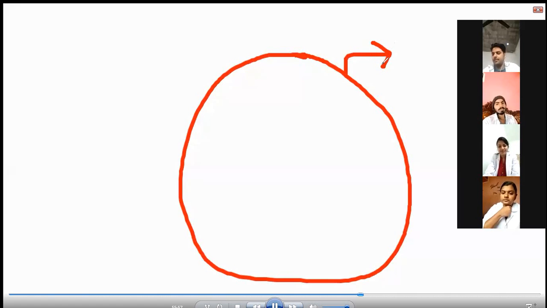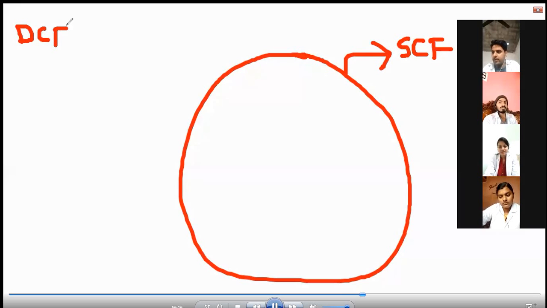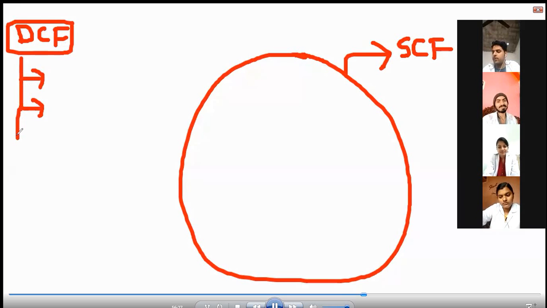The red line which I draw here, that is your superficial cervical fascia. That is your which fascia? Superficial cervical fascia. Now, let's get to the real work. Deep cervical fascia. What is deep cervical fascia? Deep cervical fascia, it has further layers.